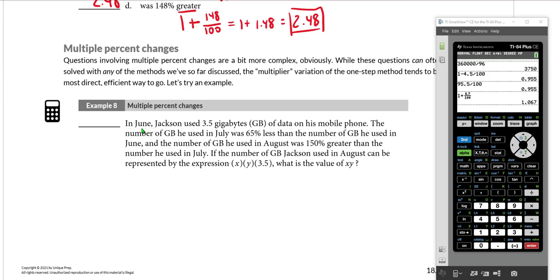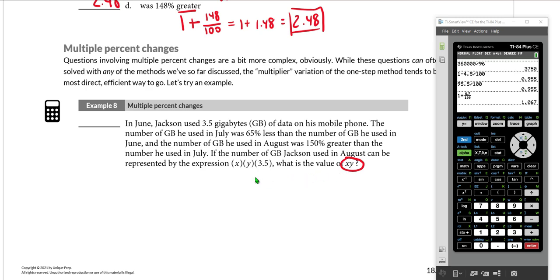In June, Jackson used 3.5 gigs of data on his mobile phone. The number of gigs he used in July was 65% less than the number of gigs he used in June, and the number of gigs he used in August was 150% greater than the number he used in July. Oh my goodness. If the number of gigabytes Jackson used in August can be represented by the expression x times y times 3.5, they want to know the value of xy.